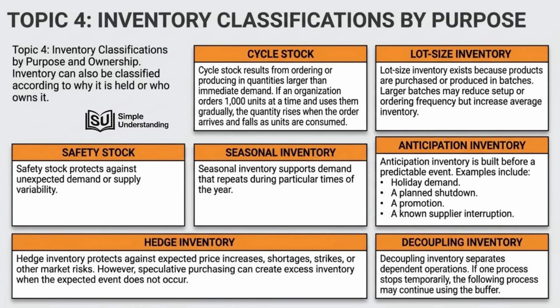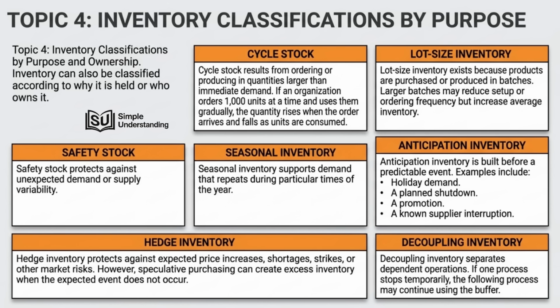Lot size inventory. Lot size inventory exists because products are purchased or produced in batches. Larger batches may reduce setup or ordering frequency, but increase average inventory. Safety stock. Safety stock protects against unexpected demand or supply variability. Seasonal inventory. Seasonal inventory supports demand that repeats during particular times of the year. Anticipation inventory. Anticipation inventory is built before a predictable event.